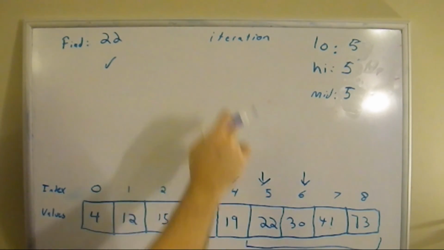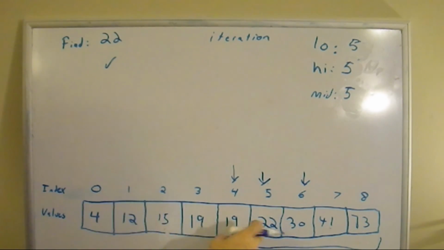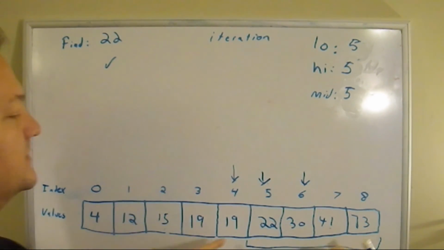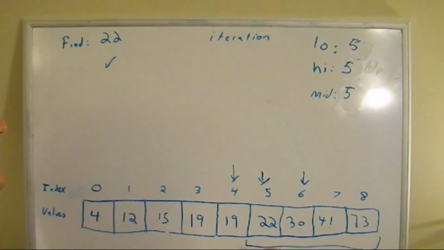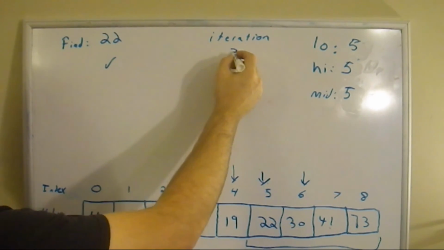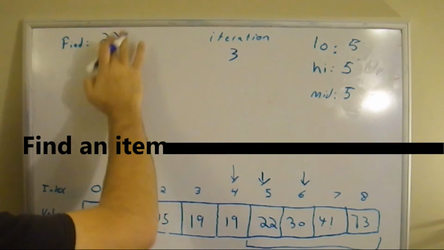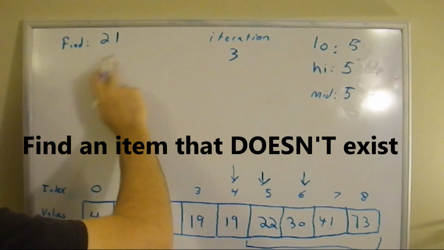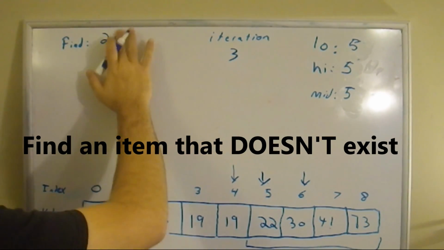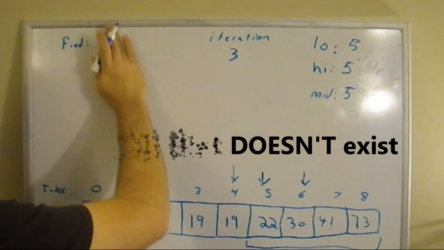In this case, how many iterations did it take for me to find 22? Well, my first iteration is the first midpoint. The second iteration was finding this midpoint, and my last iteration found this midpoint. So I only took 3 iterations to find what I needed to find. Now in this array, finding any number will only take me 3 iterations. So let's try and find a number that doesn't exist. Let's try and find 21. Actually, let's try and find, let's say, 16.